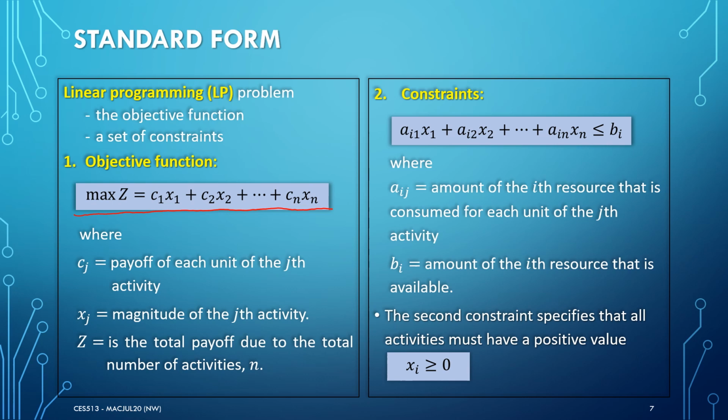And then the second constraint specifies that all activities must have positive value, that is xi must be greater than 0. This expresses the realistic notion that for some problems, negative activity is physically impossible. For example, we cannot produce negative goods. So that's why the positive value of xi greater than 0 is important.